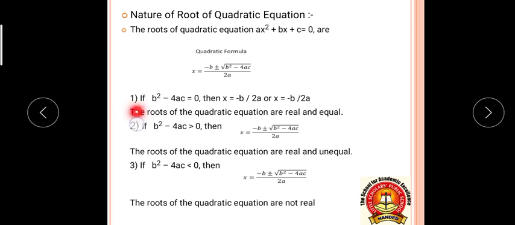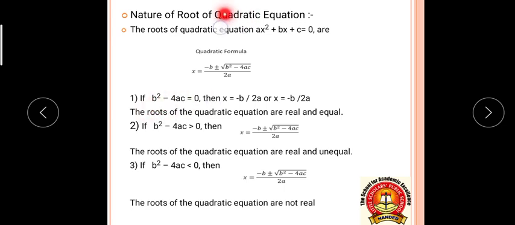If you know the quadratic equation, find out the values of a, b and c, and substitute them in b square minus 4ac. If the value of b square minus 4ac is equal to 0, then x is equal to minus b upon 2a, or x is equal to minus b upon 2a. Means the roots are minus b upon 2a. No need to calculate the whole thing by using the formula.